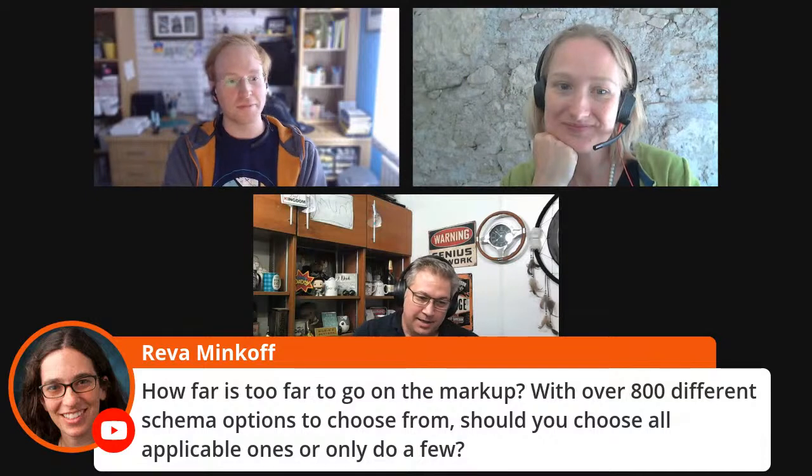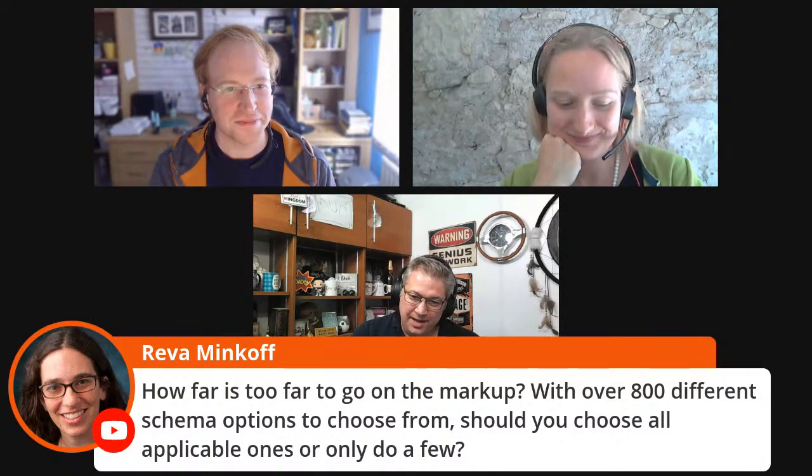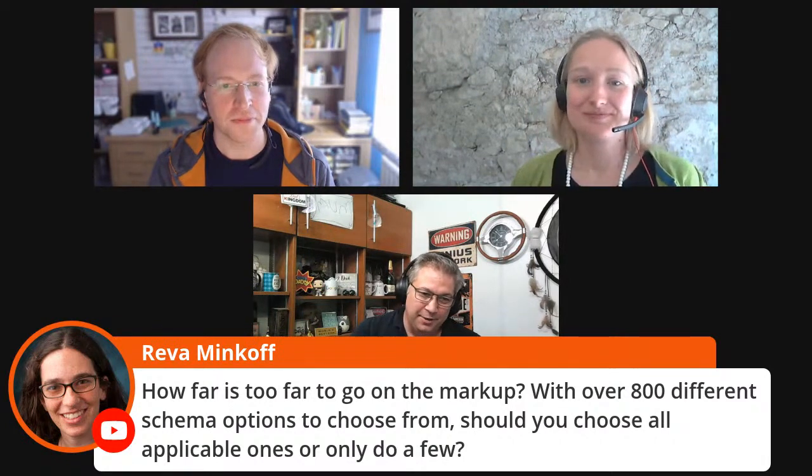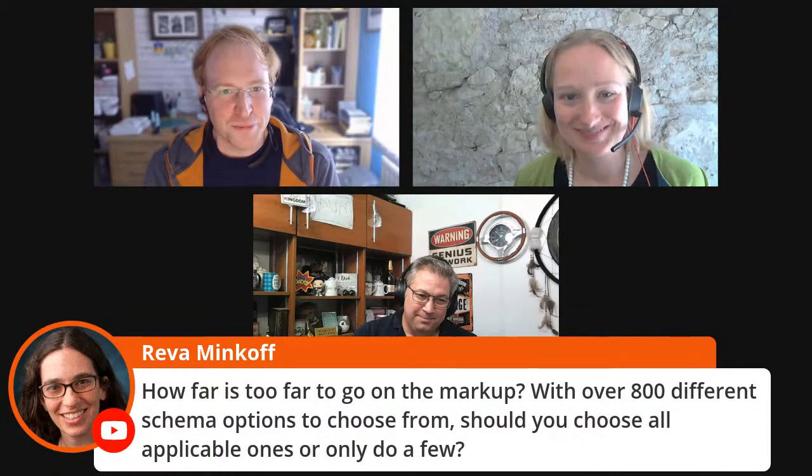That's the next question I was going to roll straight onto. We'll dig into it some more. You've been doing a great job so far, and it blends straight in with what you were just talking about, which is how far is too far with over 800 different types of schema. That's it up on the screen here. Which ones do you choose from? Which are applicable, or are there only a few? So, how far is too far with markup?